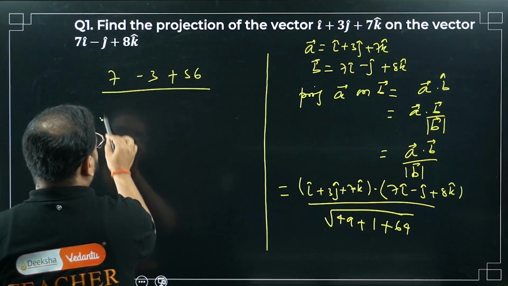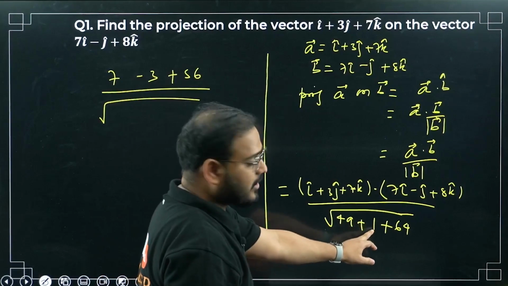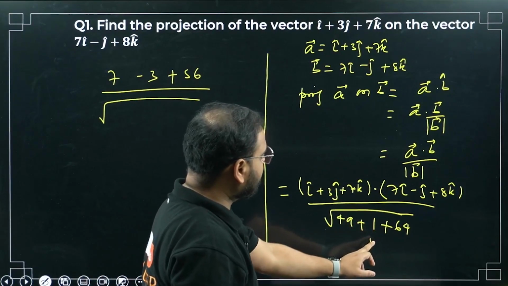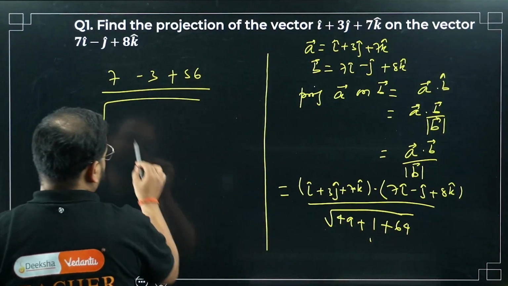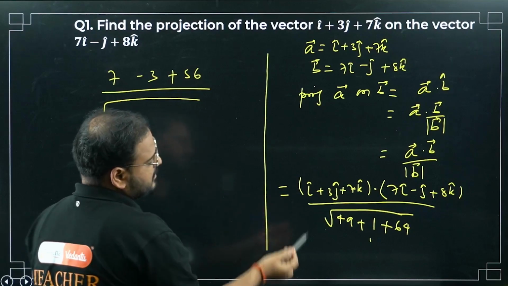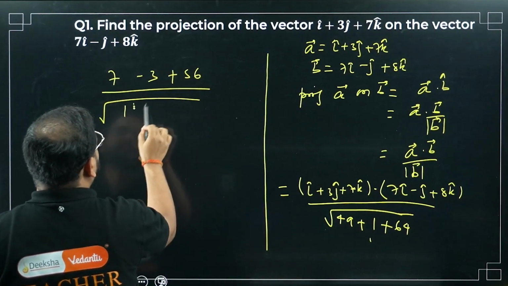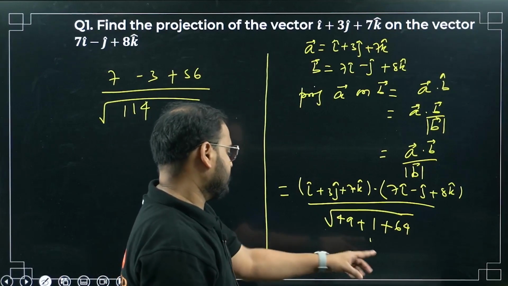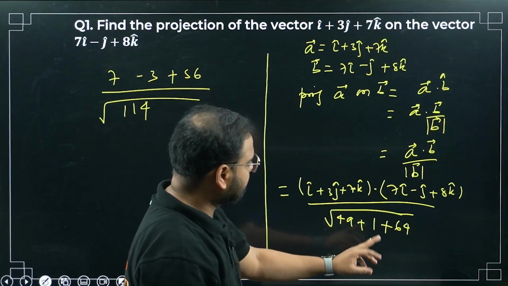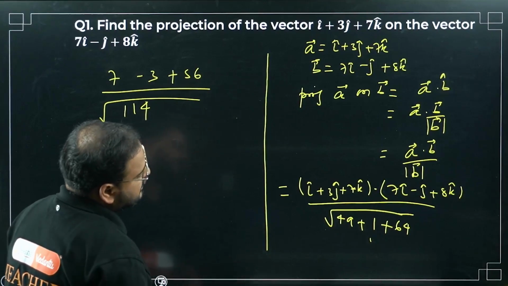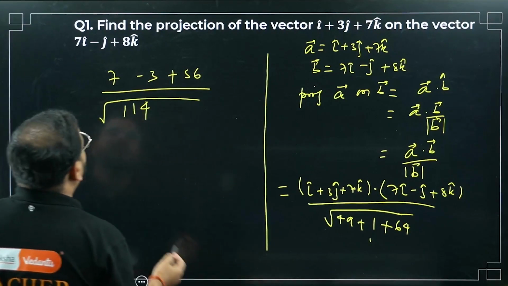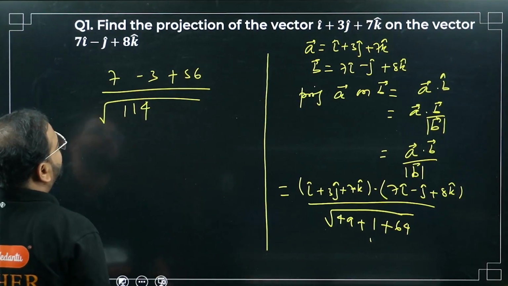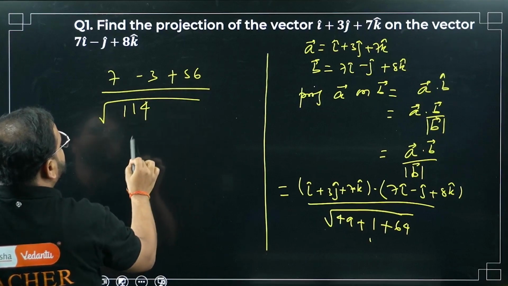What about the denominator? Please have a look. 49 plus 1 is 50, right? 50 over here plus 64. So I get 50 plus 64, which is 114. Yes. Great. How can you factorize this? 7 minus 3 is 4, and plus 56 will be 60.